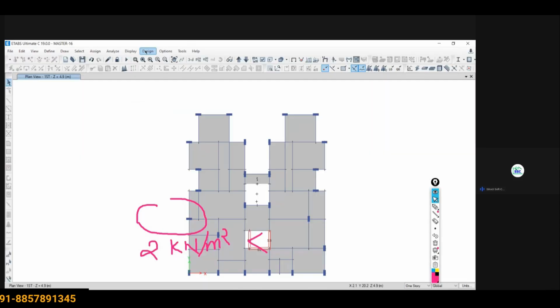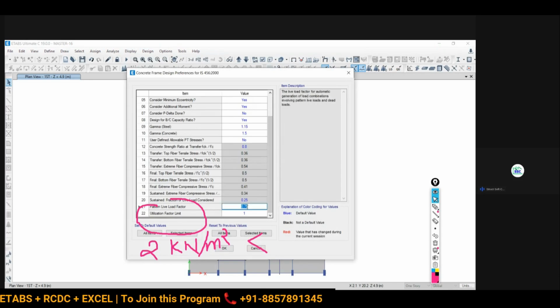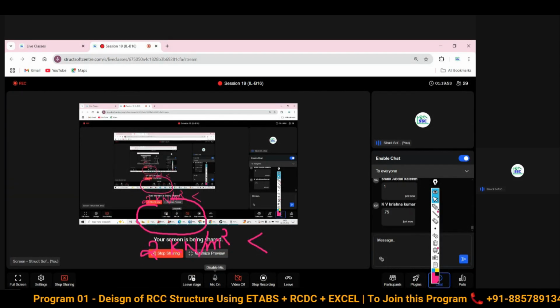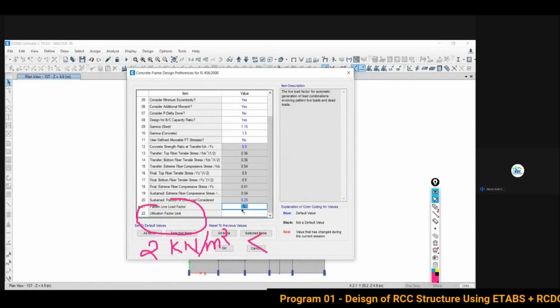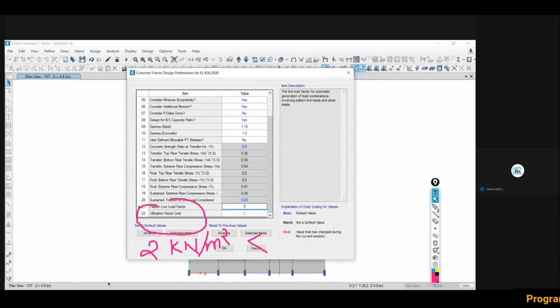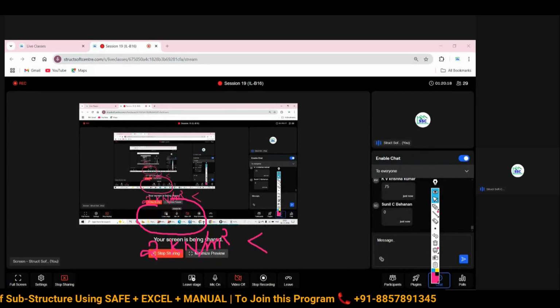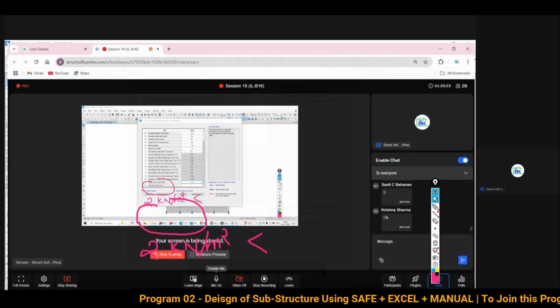In this ETABS, when you go to design, concrete, view, revise preferences, what should this option be? What should the value be here for your proposed structure and situation? No, wrong. Most of you are saying that. See, pattern live load factor: actually there should be zero reduction, 100% consideration. Here we have to put how much reduction to do, not how much to consider. How much reduction to do? Tell me, how much reduction?